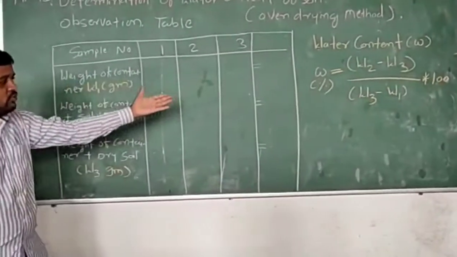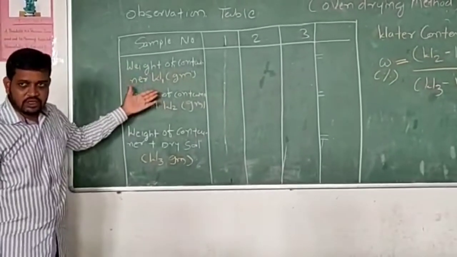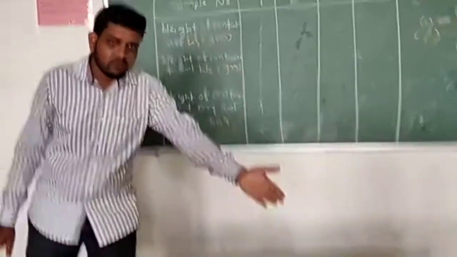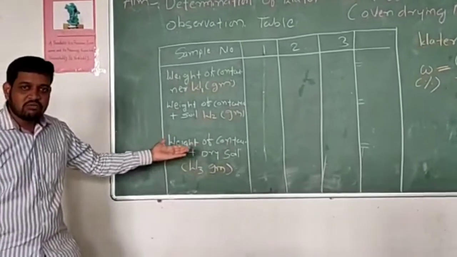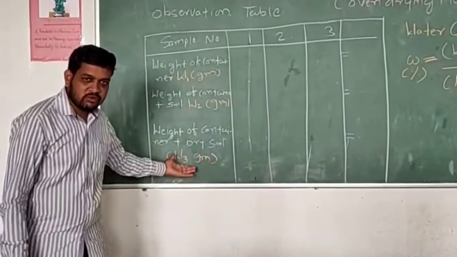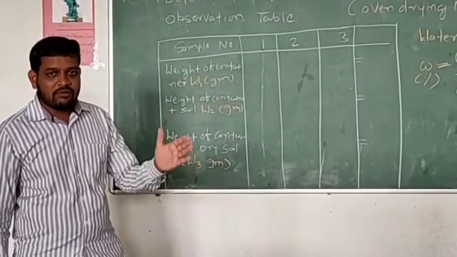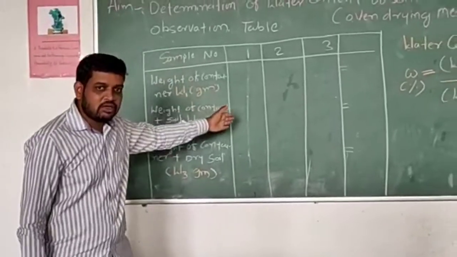So what is W1, W2? Just we have discussed. W1 is the weight of the container. W2 is the weight of the container plus the soil sample, which is moist. And W3 is the weight of the container plus dry soil. This W3 we have to measure after keeping that soil sample in the oven for 24 hours. So this is the observation table.